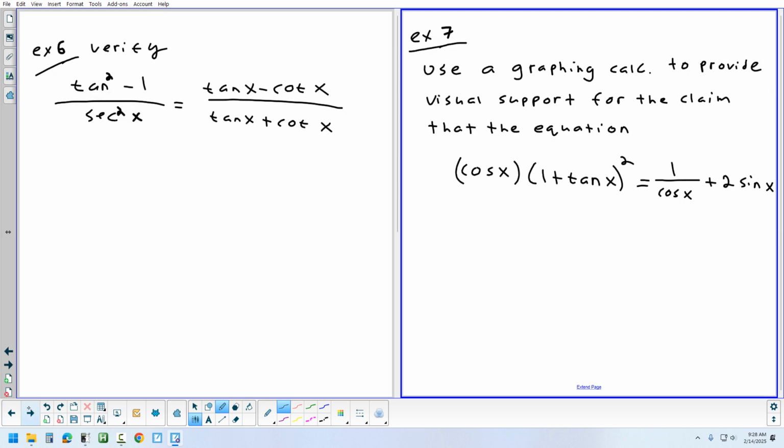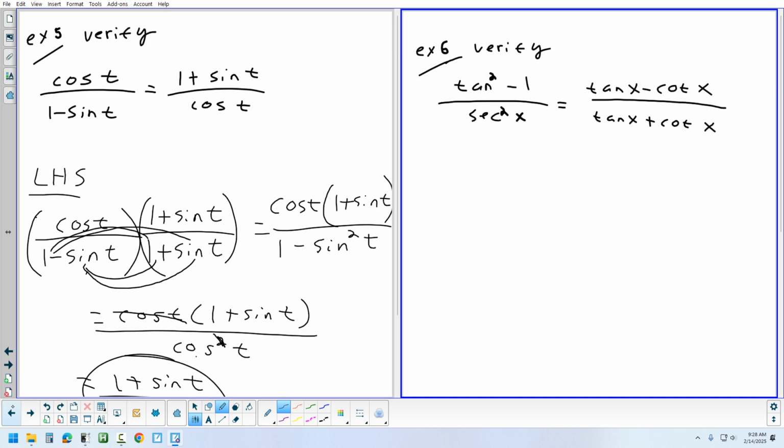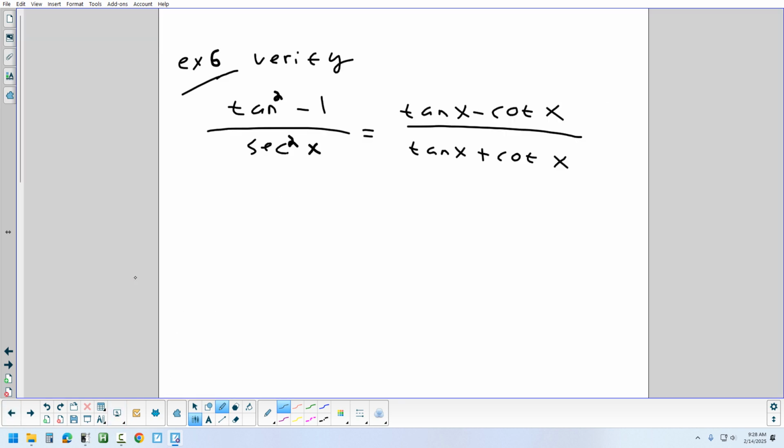Let's try a bunch of them. Let's try that one. Tangent squared x minus 1 divided by secant squared x equals tangent x minus cotangent x over tangent x plus cotangent x. Oh yeah, I should put the x in there. Thank you.